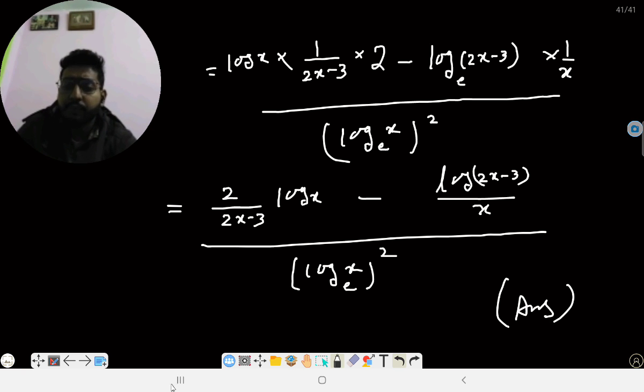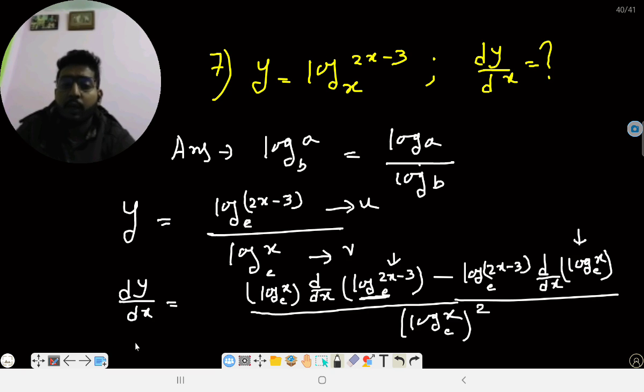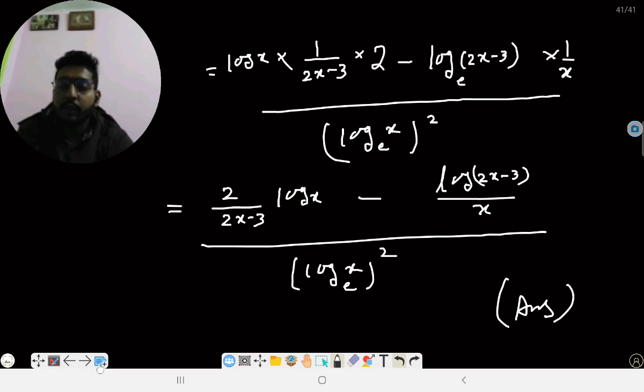So whenever this type of problem, log (2x minus 3) by x, comes up, first you have to use the property of log a base b, and then you have to differentiate, okay.